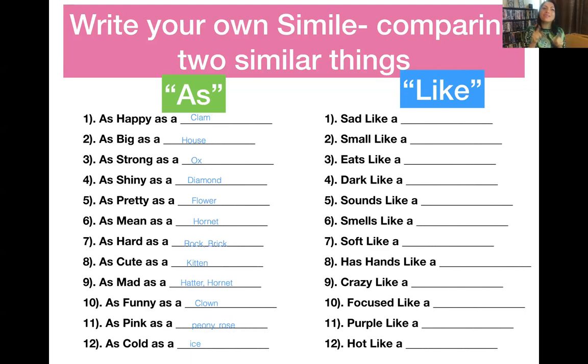Okay, so now we are going to make a simile using like. Let's see what this one is. As sad as rain. Sad like rain. Rain's not really sad, but small like a... Help me out. Small like a... You want to come back to that one? Okay. Eats like a horse. Eats like a pig. Eats like a rabbit.